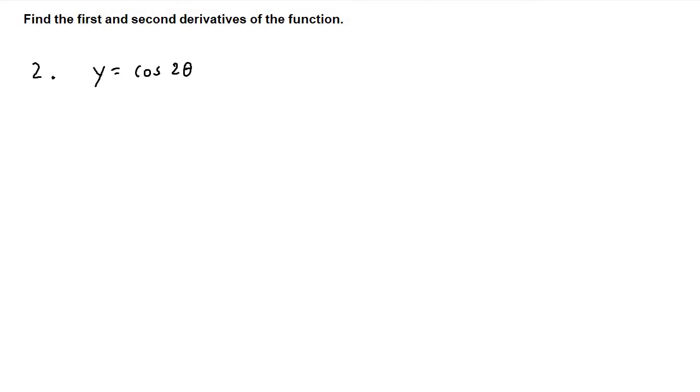Now for number 2, we have y equals cosine of 2 theta. So realize that we do have an inside function here, 2 theta, and our outer function is cosine. So we do have to use the chain rule. So y prime, when we take the first derivative, we take the derivative of cosine of 2 theta, which is going to be negative sine. We keep the inside function the same. And then we go ahead and multiply by the derivative of the inside function. Derivative of 2 theta is 2. So then y prime is going to equal negative 2 sine of 2 theta.